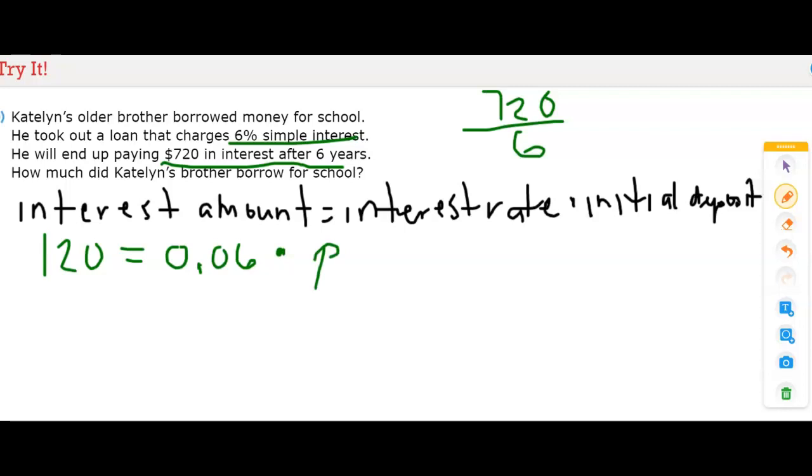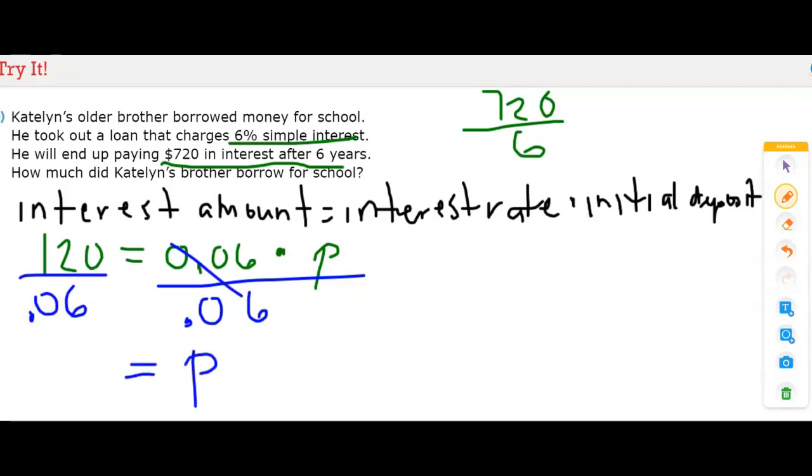So now we're going to solve for P, and we're going to divide by the interest rate on both sides of the equation. It cancels out here, left with P, and then we have 120 divided by the 6%, and we have $2,000 as the initial deposit. That's what we were solving for. So the initial deposit is $2,000. That's what he borrowed.